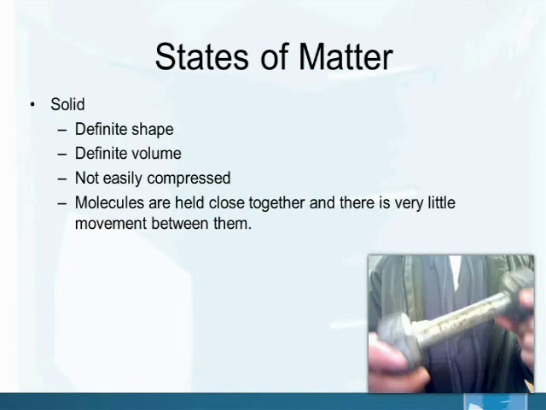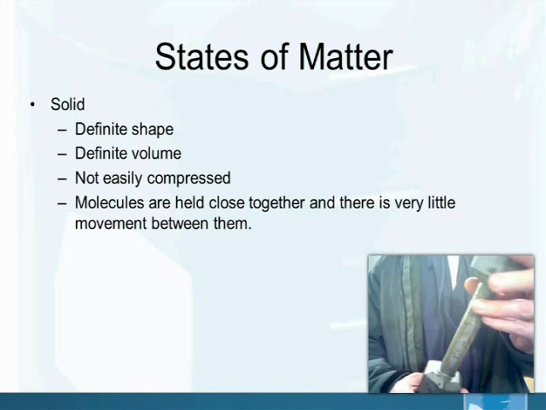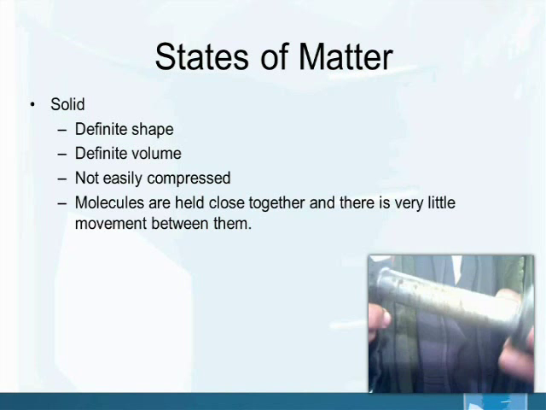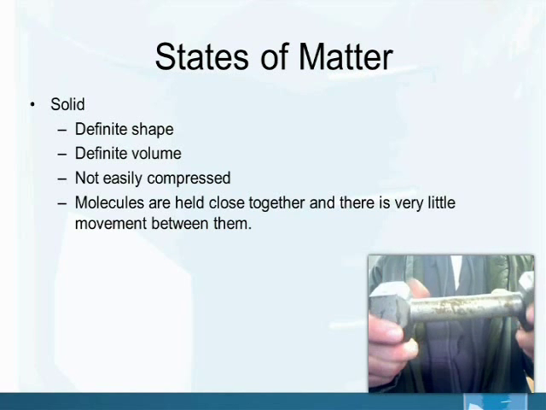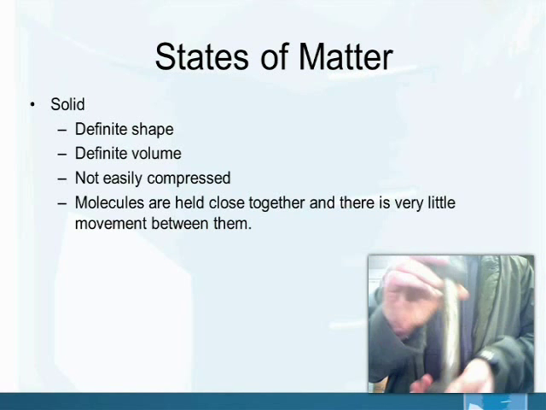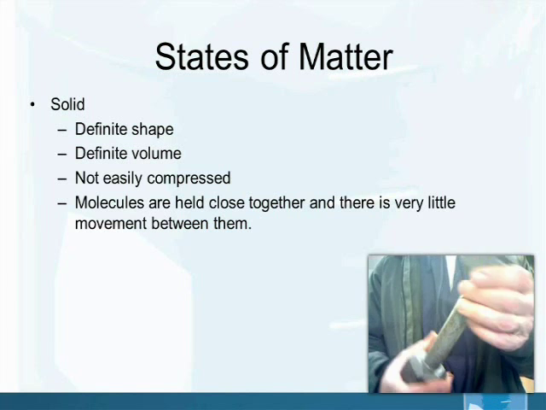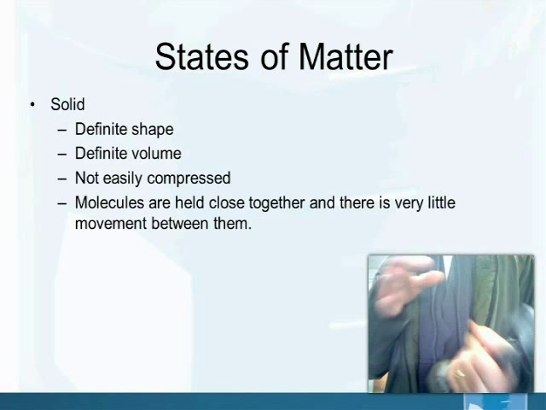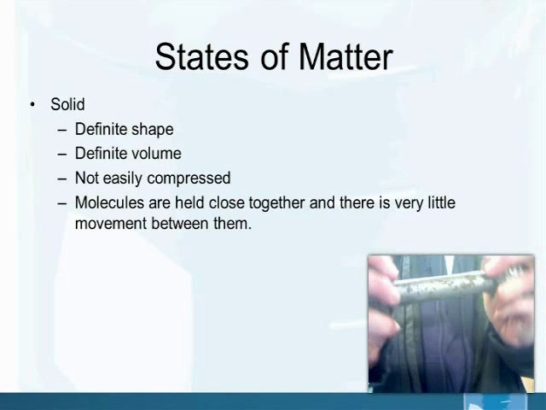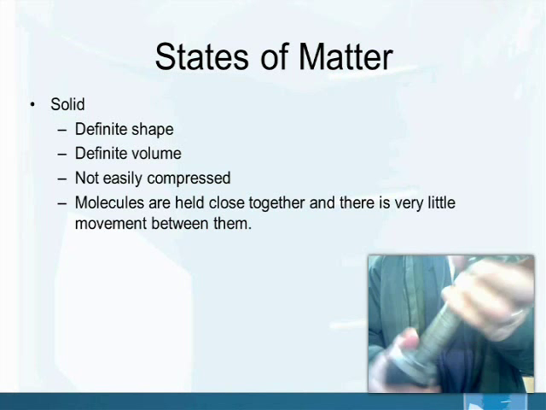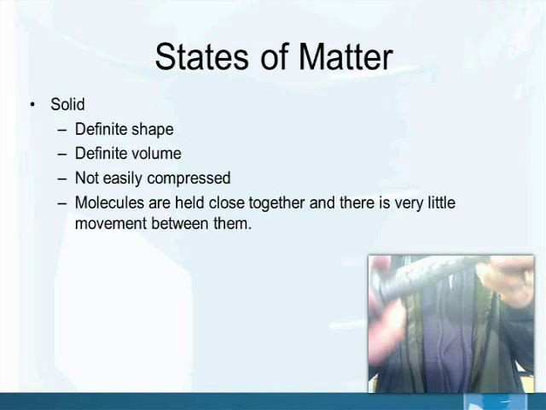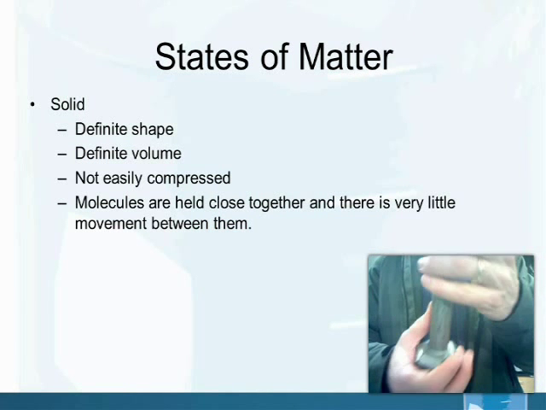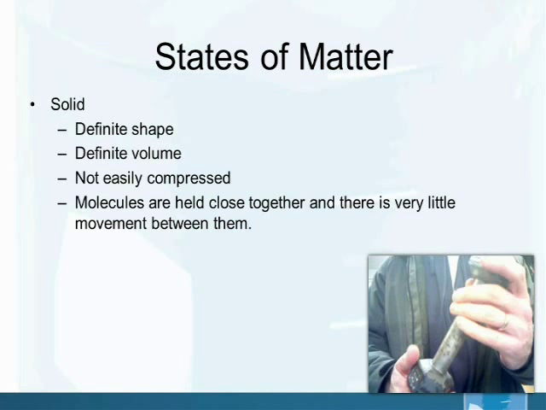So the first thing we're going to talk about is the states of matter. And this state of matter is a solid. Now the solid, as you can tell and you probably know, it has a definite shape. So the shape doesn't change. It is what it is. Okay, here, I mean, I could change this, but I'm not going to. But most people just couldn't change the shape. It's solid. It has a definite volume. It takes up a definite amount of space.